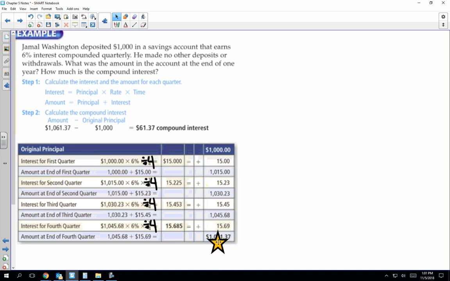$1,061.37. Now this is the amount in our account, so that goes with here in step 1. But it says how much is just the interest. So we're going to take our $1,061.37 and subtract out what we put in originally. So in 1 year, we've made $61.37 in compound interest.